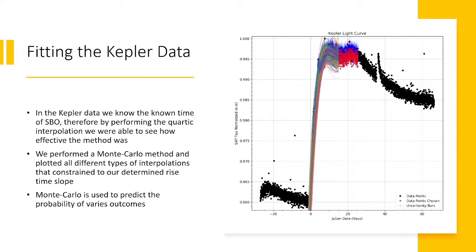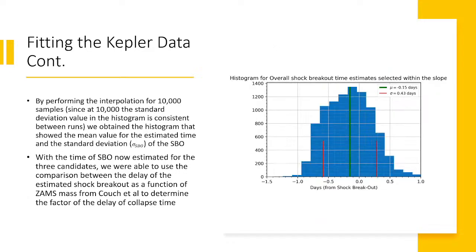And for those of you that don't know Monte Carlo, it is basically used to predict the probability of various outcomes. By sampling 10,000 different samples, the reason we did 10,000 is because we started seeing consistency between the standard deviation and our histogram value. After running those 10,000 samples, we got the histograms shown in the figures. As you can see, the standard deviation actually contains within those different samples the time of shock breakout, which is at the 0 point itself.